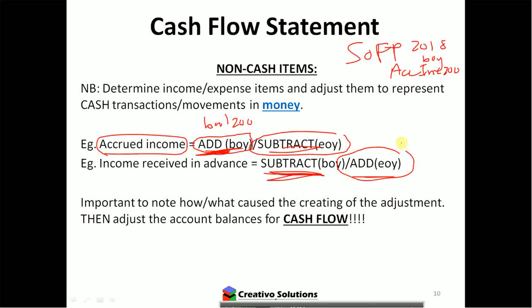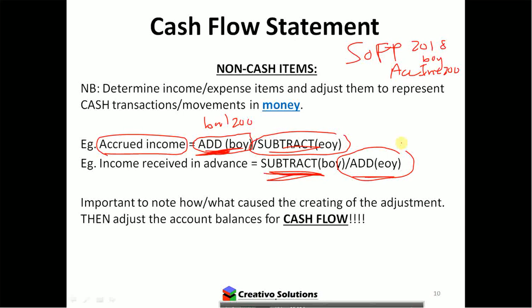That's like Eskom. Earned it, but haven't been paid. Like prepaid electricity. No, not prepaid. So basically, you've used it. That's better. You've used it, but you haven't yet paid for it. So that's like Eskom.